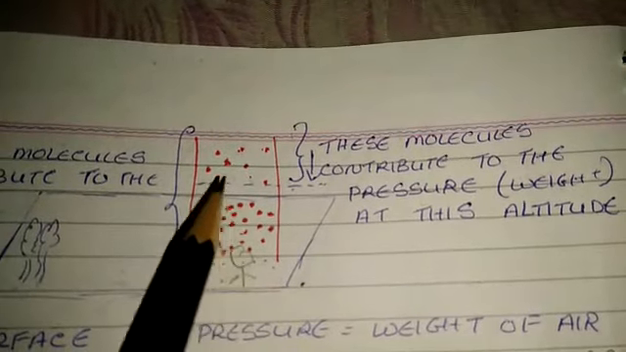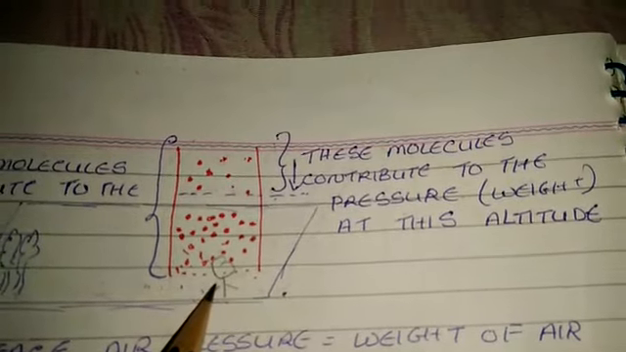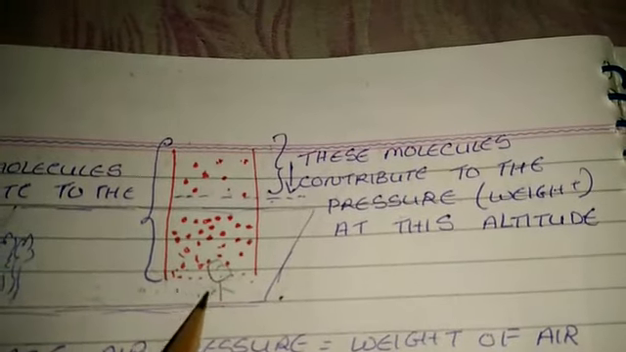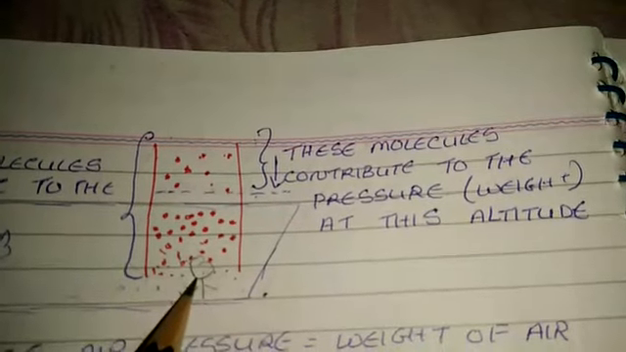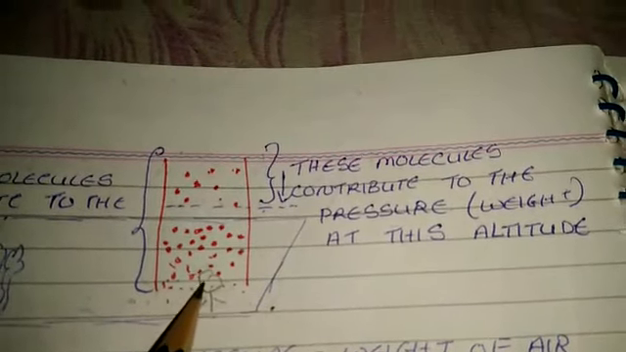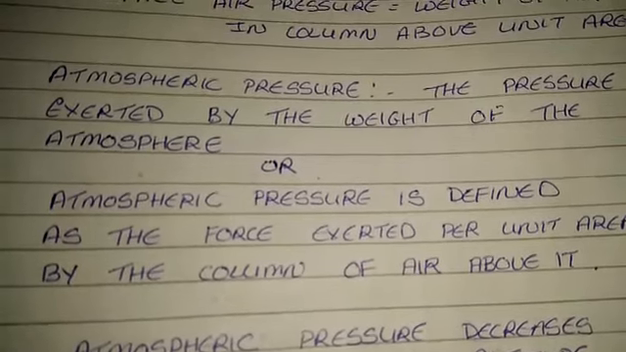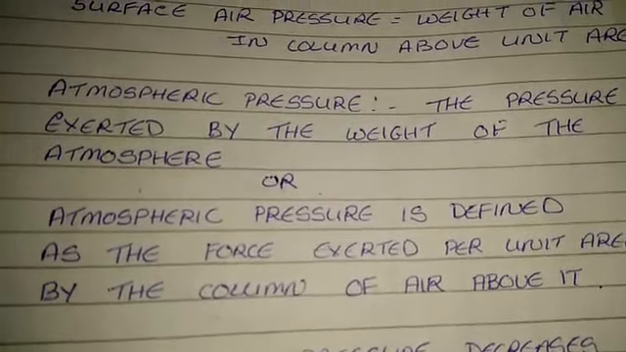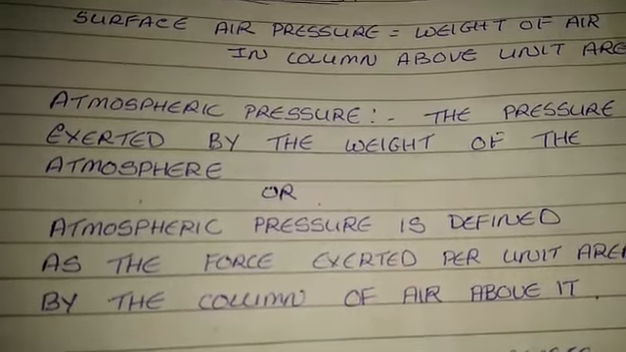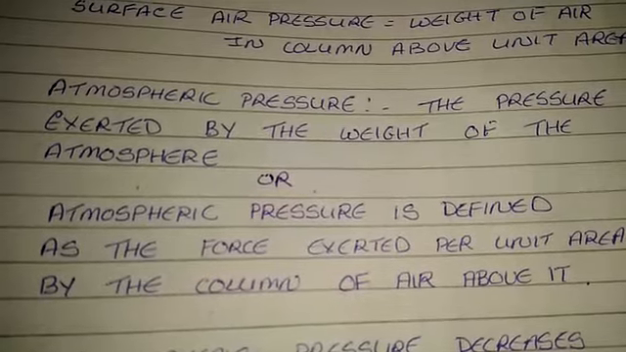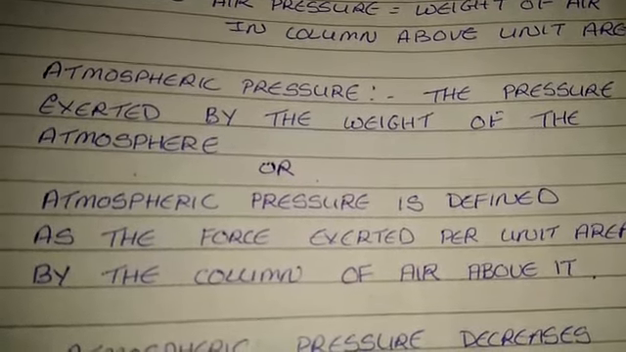Then why don't we get pressed down due to this atmospheric pressure? The reason is that inside our body there are body fluids and blood pressure. This also exerts an equal pressure to the outside. So how will we define atmospheric pressure? The pressure exerted by the weight of the atmosphere, or atmospheric pressure, is defined as the force exerted per unit area by the column of air above it.